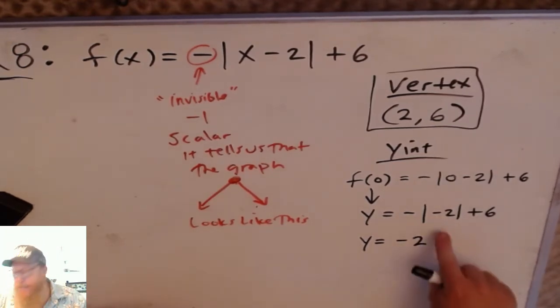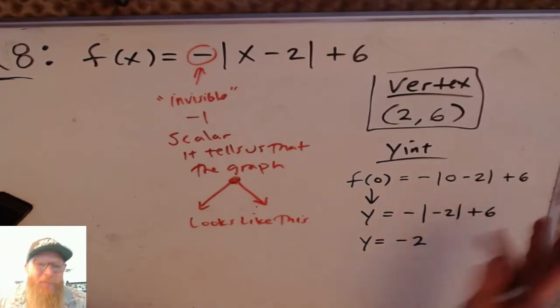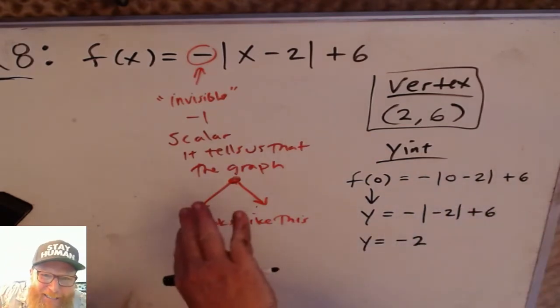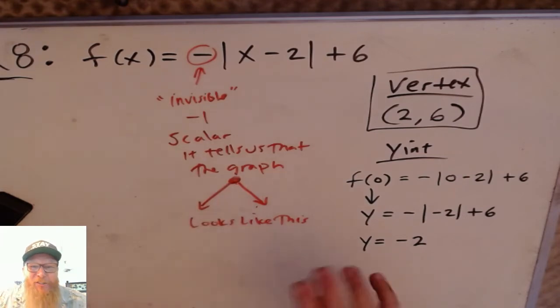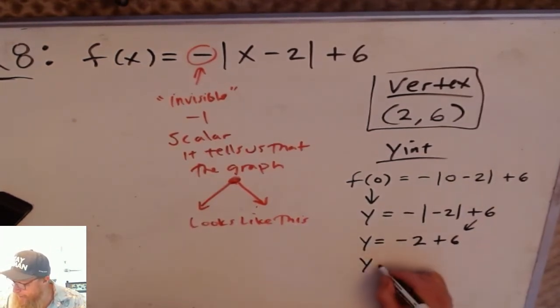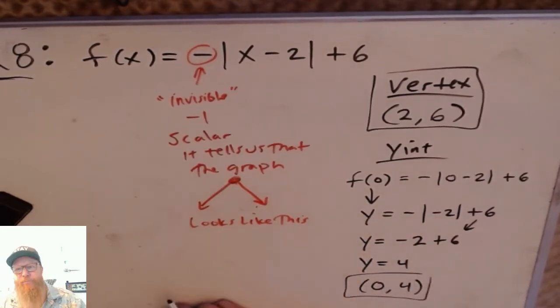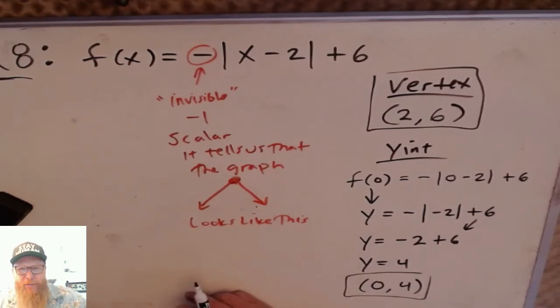It's because it's an absolute value. You're taking the absolute value of a negative, which is a positive, and then you're turning that back to a negative. So the 2 negatives eventually turn into a negative. Then bring down the plus 6, and your y-intercept is (0, 4). Make sure you put it in the right order, (0, 4).